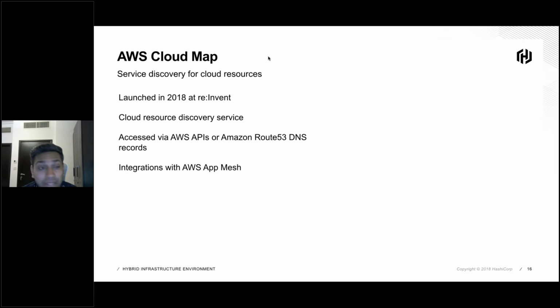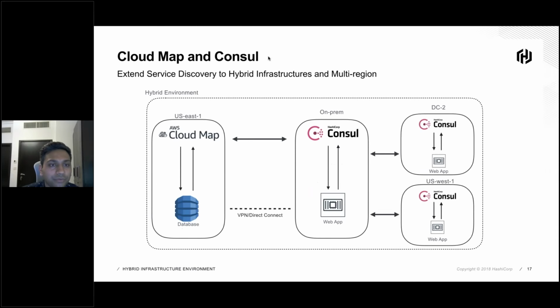You can use Amazon APIs to register these things using the CLI or the API. And then you can access this data using the APIs and Route 53 as well. Cloudmap is built on top of Route 53, which exposes DNS records to discover those services. Again, very similar to Console's built-in DNS server as well. And I think Cloudmap has integrations with AppMesh. So AppMesh can use Cloudmap to get that service discovery data and give you a service mesh in AWS. So when we talk about Cloudmap and Console, this is where things get interesting.